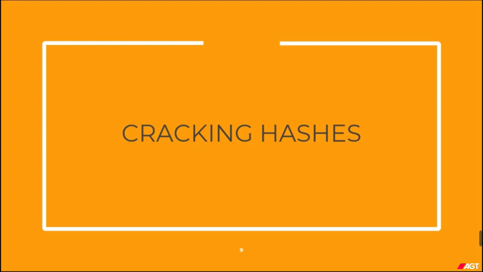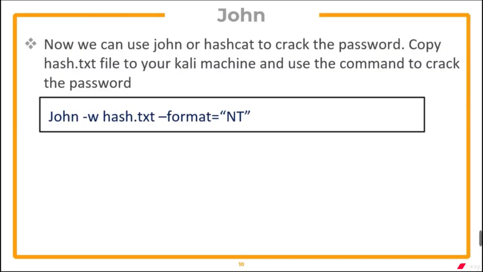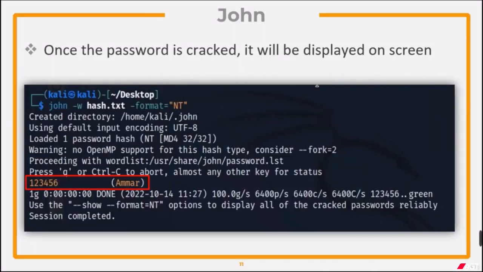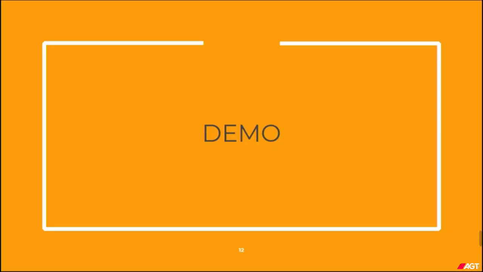Now let's see how we can crack these hashes. You can use John or Hashcat to crack the password. Copy the hash.txt file to your cracking machine and use this command to crack the password. Once the password is cracked, it will be displayed on screen. Now let's see the tool in action.